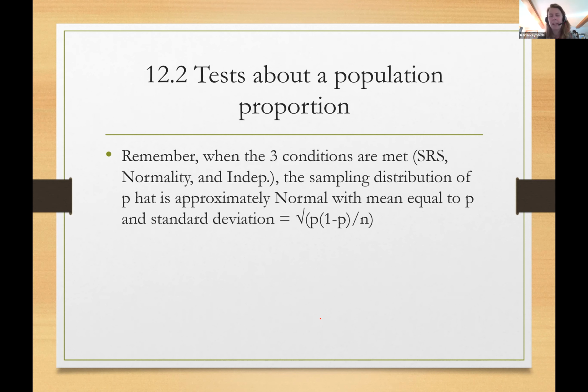To review, back when we were doing confidence intervals and other hypothesis tests, you need your simple random sample or random assignment in an experiment. You have to check for normality and independence, and we'll review how you do all of that for proportions versus means.